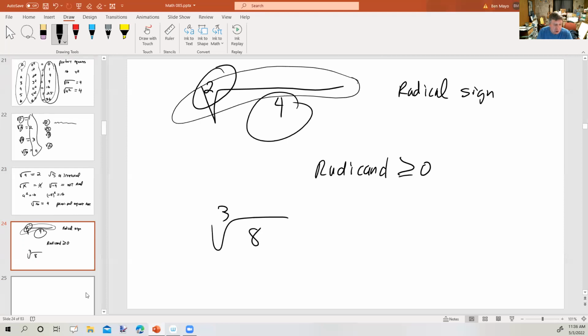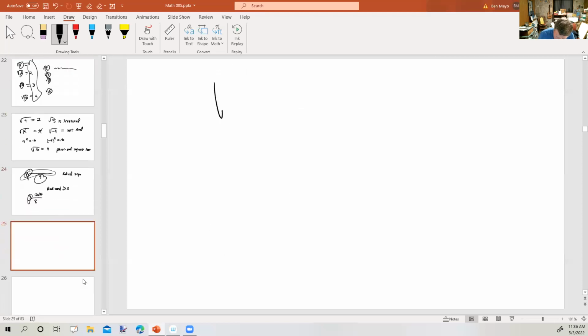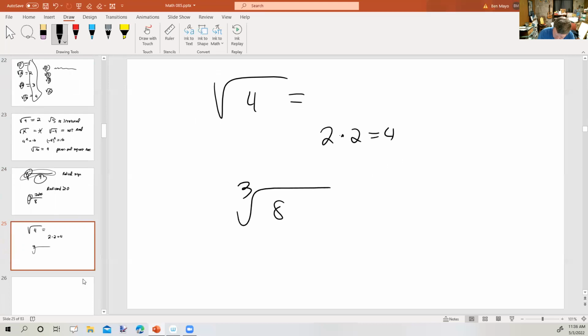Let's take a look at this example. This says take the cube root of 8. The 3 is called the index. It tells us what root we are taking. We'll come back to that in a minute. All right, so the square root of 4 is 2 because 2 times 2 is 4. The cube root of 8 is 2 because 2 cubed is 8.